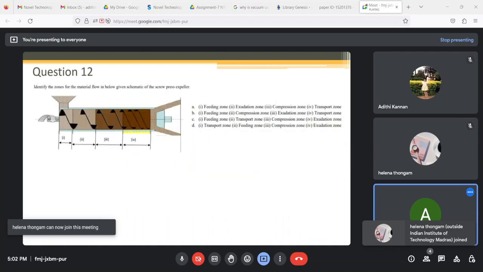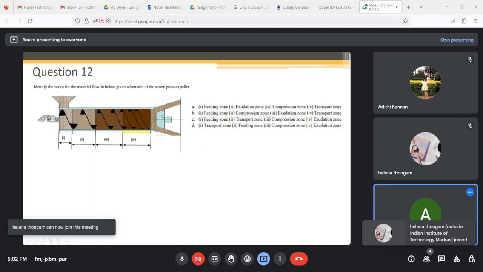Moving to question 12. Identify the zones of the material flow in the below given schematic of the screw press expeller. This is very similar to the extrusion process that we discussed two weeks back. Here you will have oil seeds passing in through the hopper at one end, and they will gradually be moved from one direction to another.